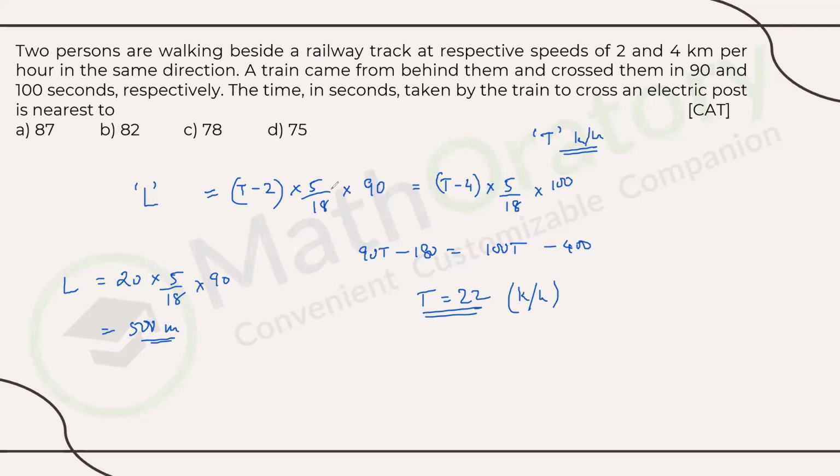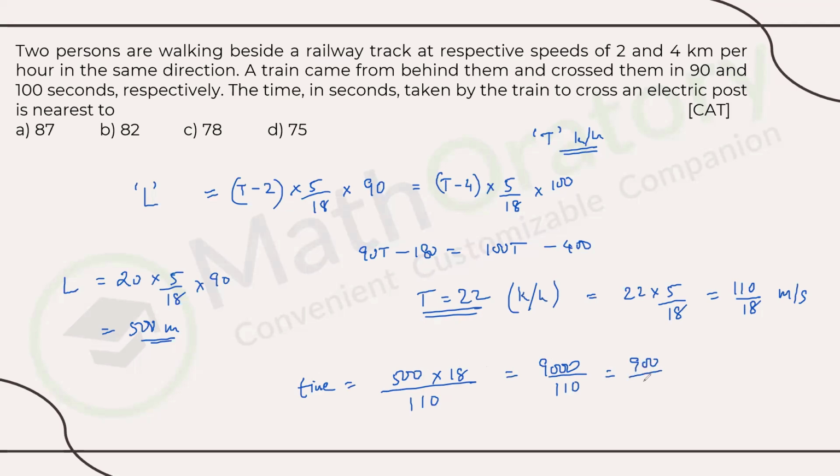Right, isn't it? And now just divide the distance by speed to get the time. Remember to convert this to meter per second. So the time taken would be basically 500 divided by 110/18, right? So this is 9,000 by 110, or 900 by 11. 9/11 is 81.81%, so 900 by 11 should be 81.81. So that is 82 roughly.